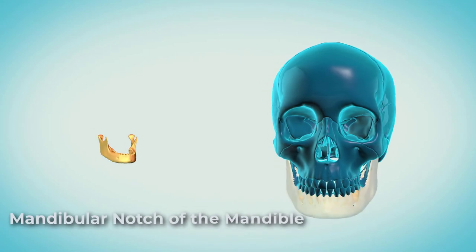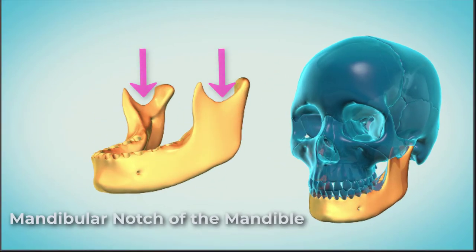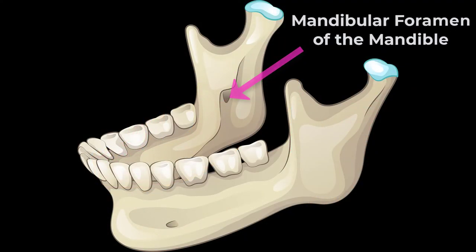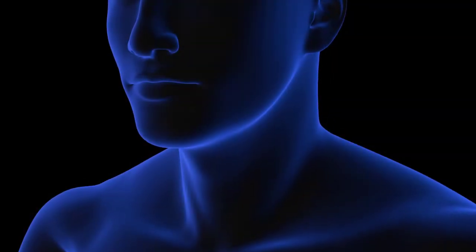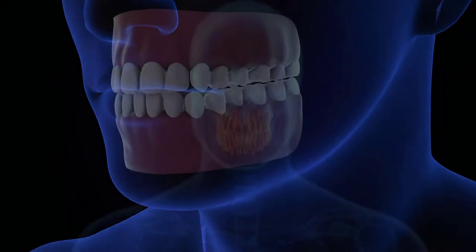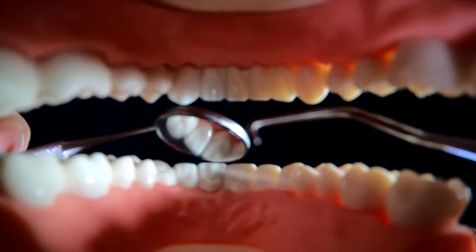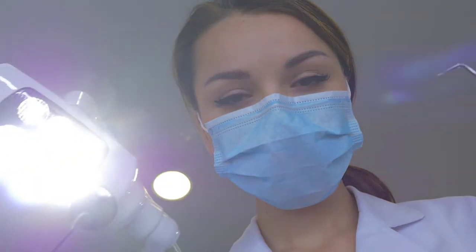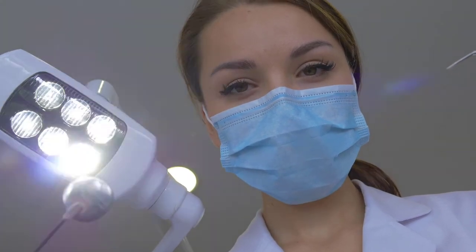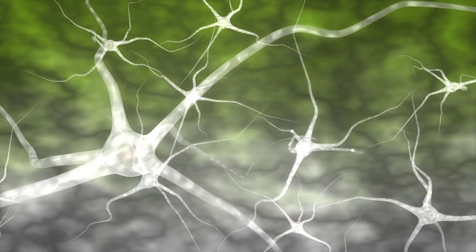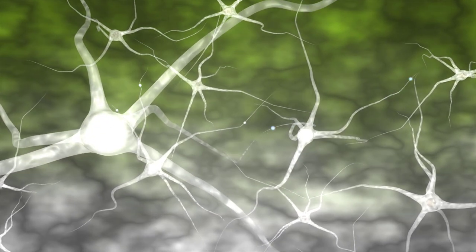The broad U-shaped curve located between the coronoid and condylar processes is the mandibular notch. The mandibular foramen is the opening located on the medial side of the ramus of the mandible. This opening leads into a tunnel that runs down the length of the mandibular body. The sensory nerve and blood vessels that supply the lower teeth enter the mandibular foramen and then follow this tunnel. Thus, to numb the lower teeth prior to dental work, the dentist must inject anesthesia into the lateral wall of the oral cavity at a point prior to where this sensory nerve enters the mandibular foramen.